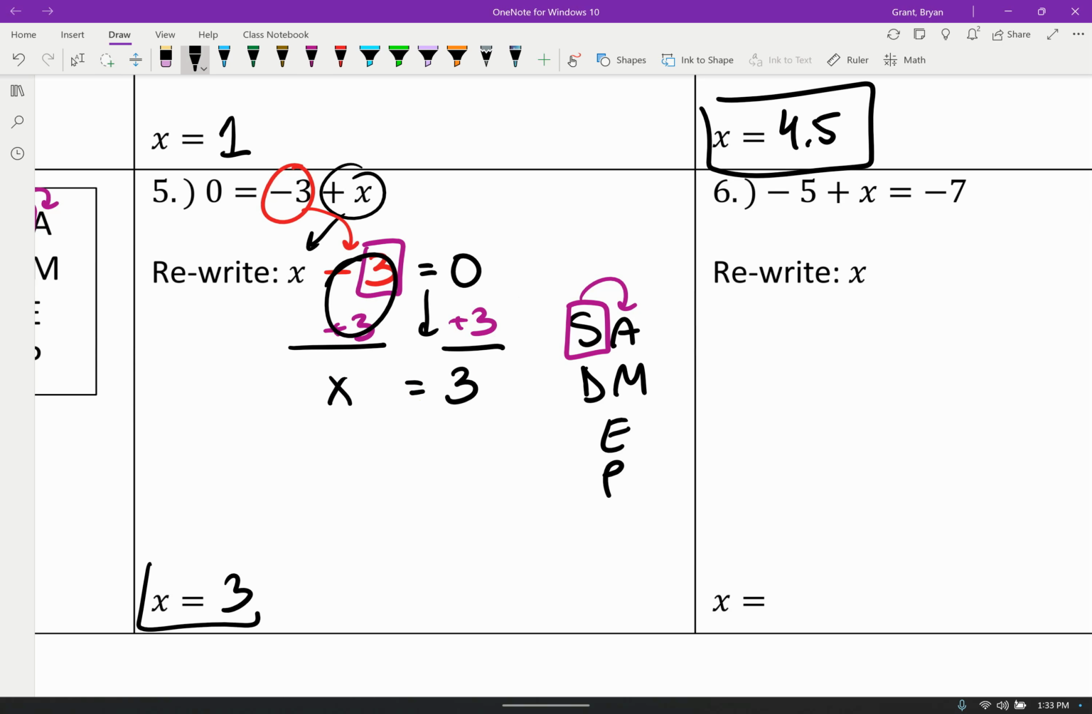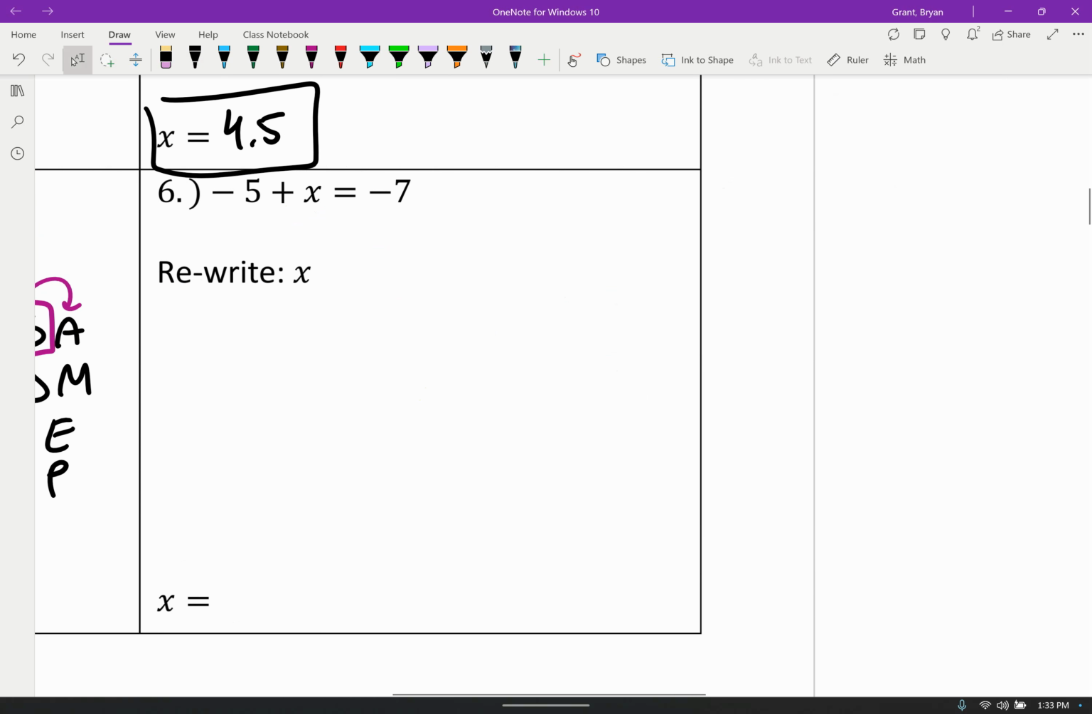And again, something like this shouldn't be too surprising. Negative 3 plus 3 is 0. All right, last but not least, negative 5 plus x. Once again, rewrite it. Let's put the positive x first, the negative 5 second, equal to negative 7.